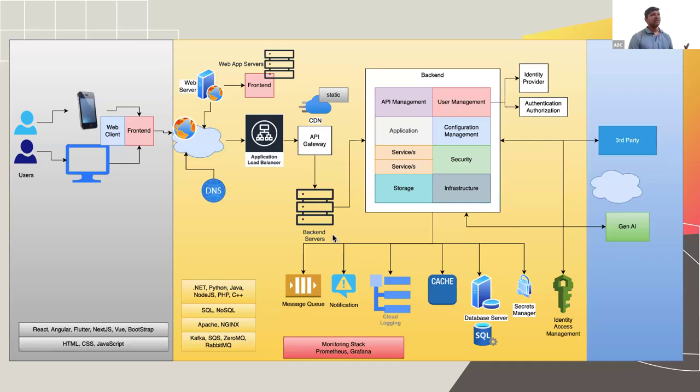So these are backend servers, and this is one of the backend servers in which these components are typically kept. There is an API management, there is application code which may eventually use multiple services. There is a storage. This storage will make use of something like your database server. It will connect to the database server. It could be SQL or NoSQL. There could be a cache.